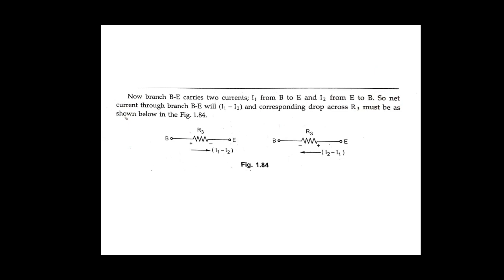Here we have shown two different cases, because in branch R3 there are two currents, one from loop 1 and the second from loop 2. In the first diagram, the arrow mark is going from B to E, from positive to negative, so the total current is I1 minus I2. In the second diagram, the arrow mark is going from positive to negative, that means E to B, and that's why the total current is I2 minus I1.